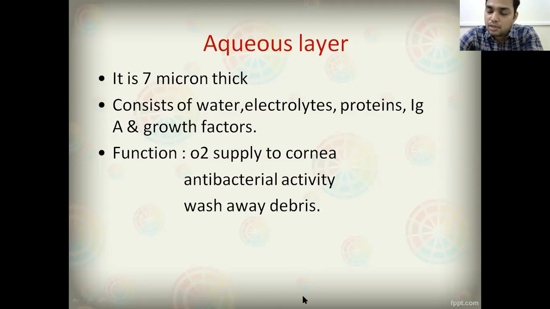And as it forms the main bulk of the tear film, it also helps in washing away the waste debris from the eyeball. So these are the functions of the aqueous layer. This aqueous layer is secreted from the lacrimal gland. It has some immunoglobulin present in it, so it has some anti-infective properties.